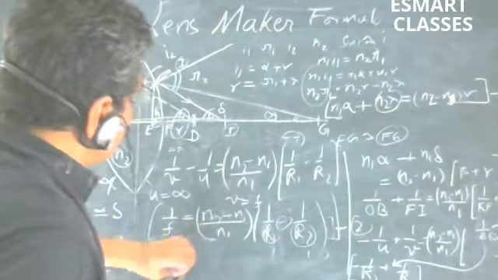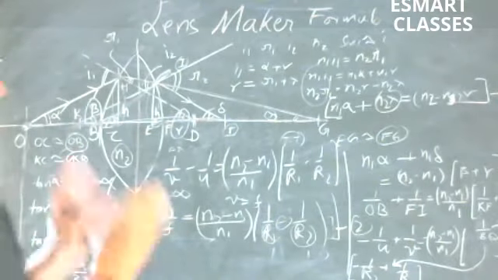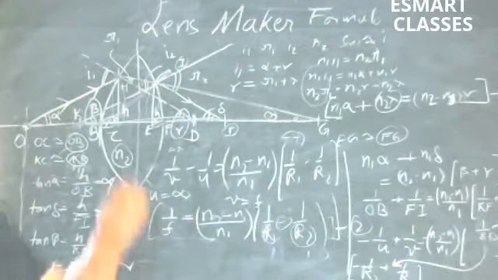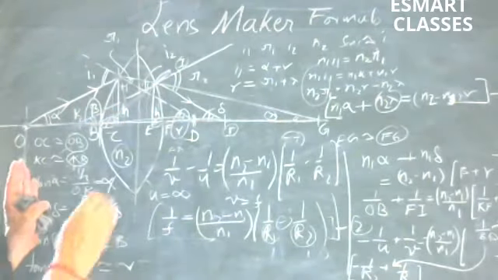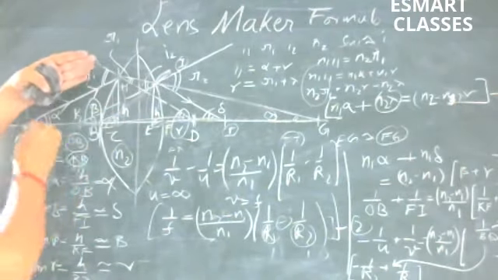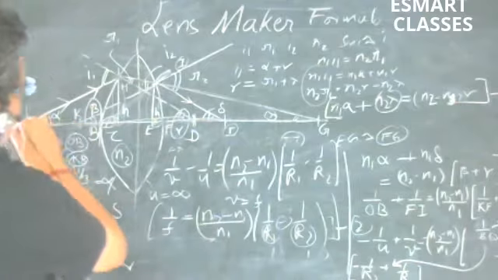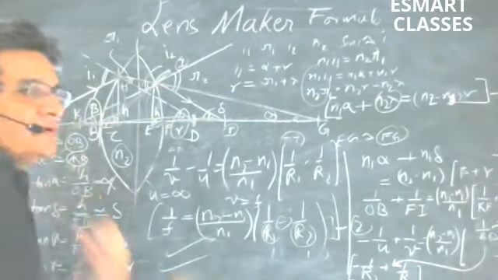So please be very, very careful when you put the values of R1 and R2. Take the sign convention, and sign has to be taken by measuring from the lens point, and if it is against this incoming ray, if you are measuring against this ray, take it as negative. If you are measuring in this direction, it will be positive. So this is the lens maker formula.